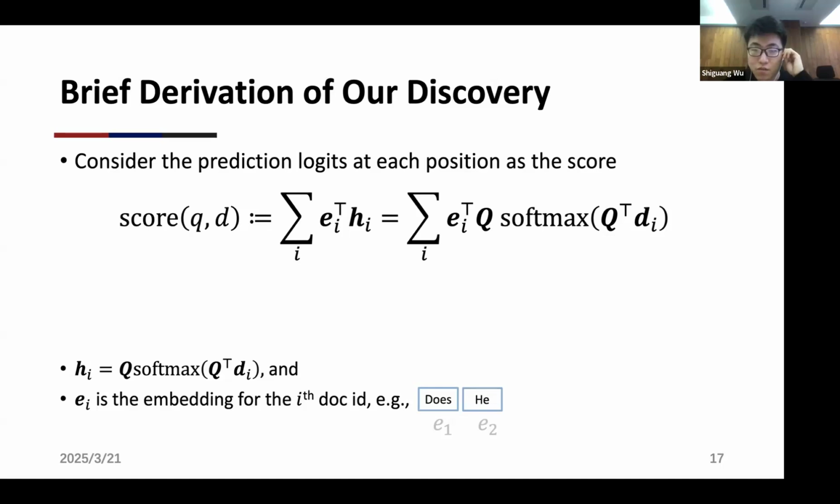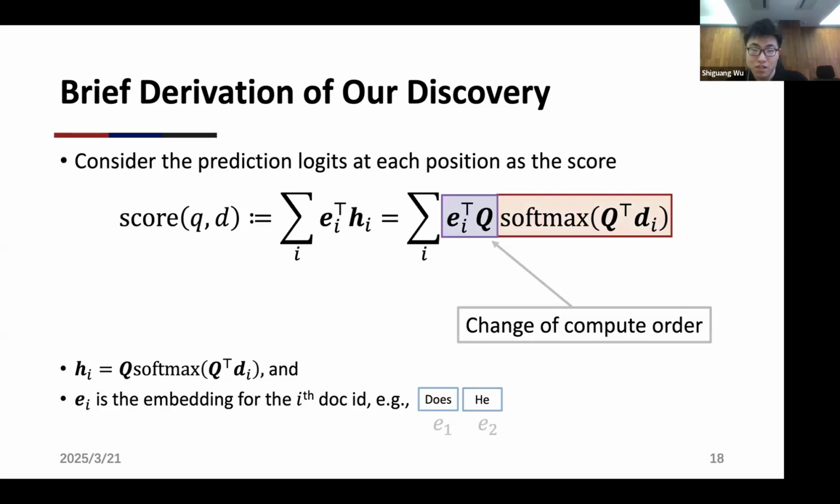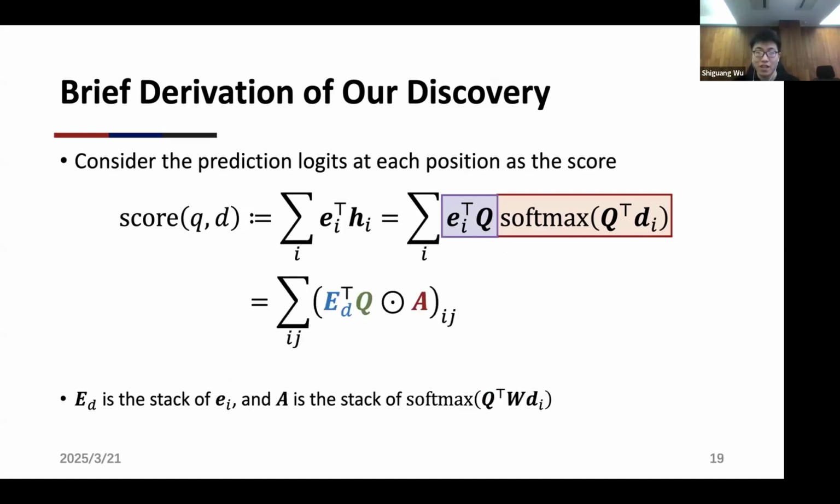Firstly, we compute Q and softmax. The softmax here is the attention score. Normally we do that first, and then take a dot product with the embedding vector to get the logits of that position. If we change the compute order, we first compute the embedding vector and the query vector, and then do an element-wise multiplication with the softmax part. So we can actually get a very nice form.